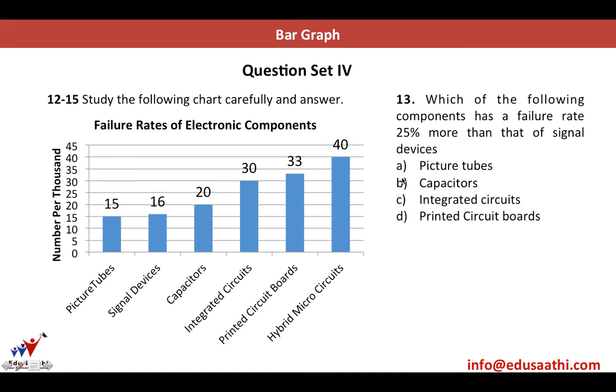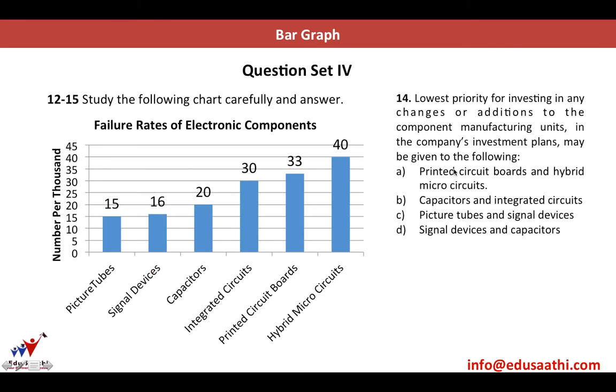Let's look at the second question in the set. Which of the following components has a failure rate of 25% more than signal devices? So I have signal devices here and they fail 16 times per thousand. So we need to calculate 16 plus 25 by 100 of 16. This is nothing but 16 into 1.25, which gives me 20 failures per thousand. And I know that capacitors have 20 failures per thousand. So the correct option here is the B part.